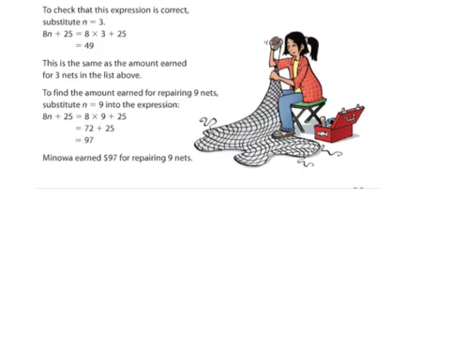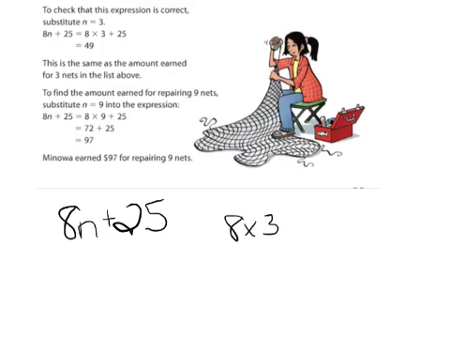So for example, 8 times n, we don't need the times sign, plus 25 was our expression. Assume we had 3 nets. 8 times 3 is 24, plus 25 does give us 49. And that was the number we had. Let's check for 9 nets.